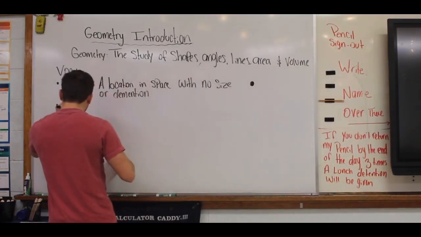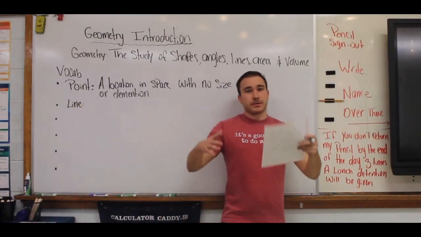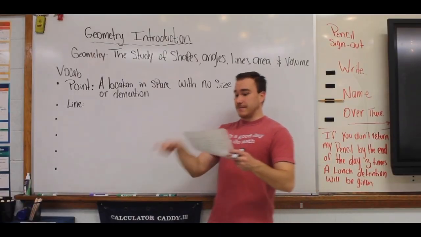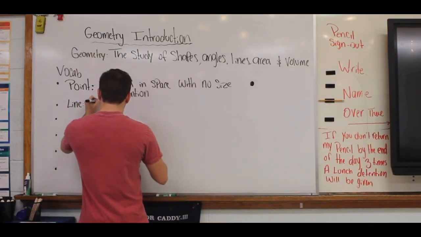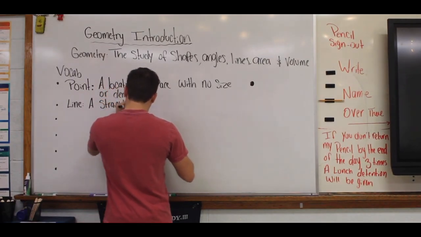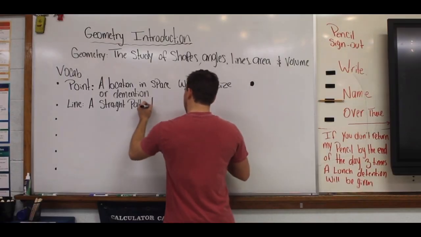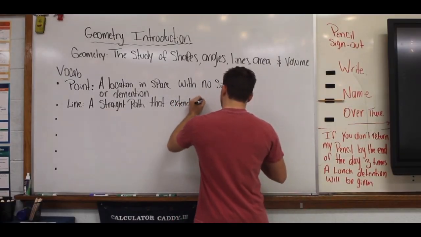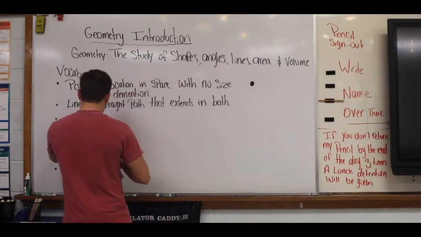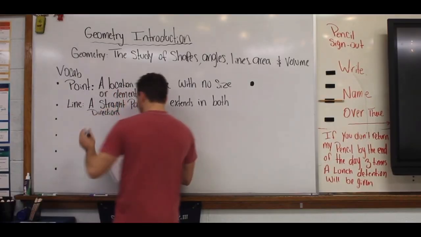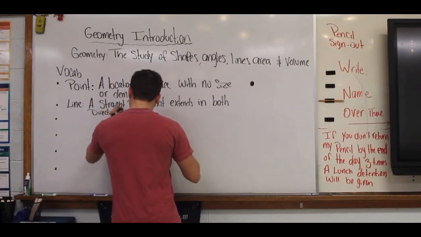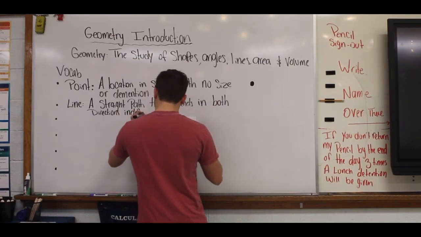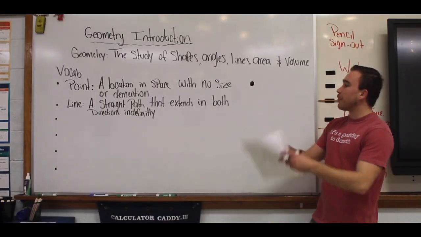Alright, next up we have a line. And all of us should have heard of the word line. Do we know the specific context and the definition? Maybe not. So a line is a straight path that extends in both directions infinitely. Or indefinitely. Both mean the same thing.